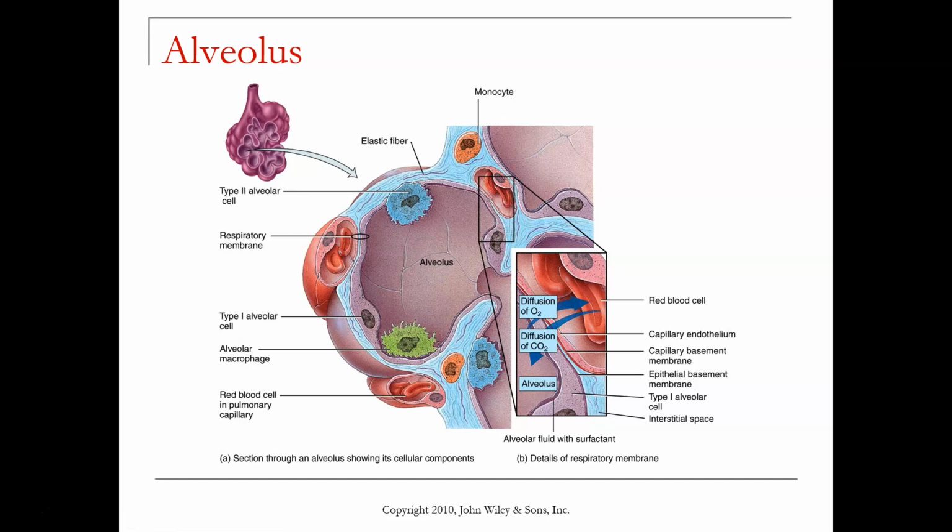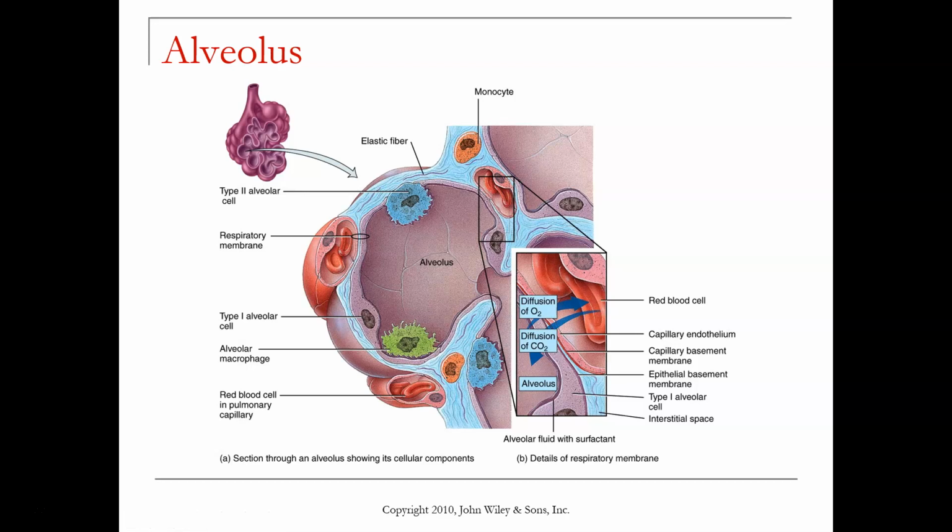Now there are a few type 2 cells in here somewhere, here's one, that make this stuff called surfactant that lines the inside of your alveolus and helps in gas exchange. But the type 1 cells are part of the so-called respiratory membrane. So notice it's a 2-cell barrier. Pulmonary capillary wall and the type 1 alveolar cells with the little bit of basement membrane in between. Here's an enlargement of it. And that's the 2-cell barrier.